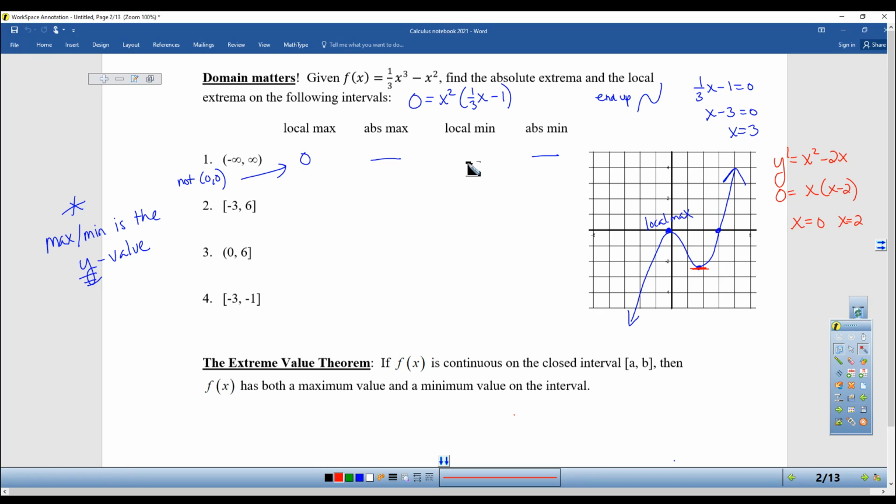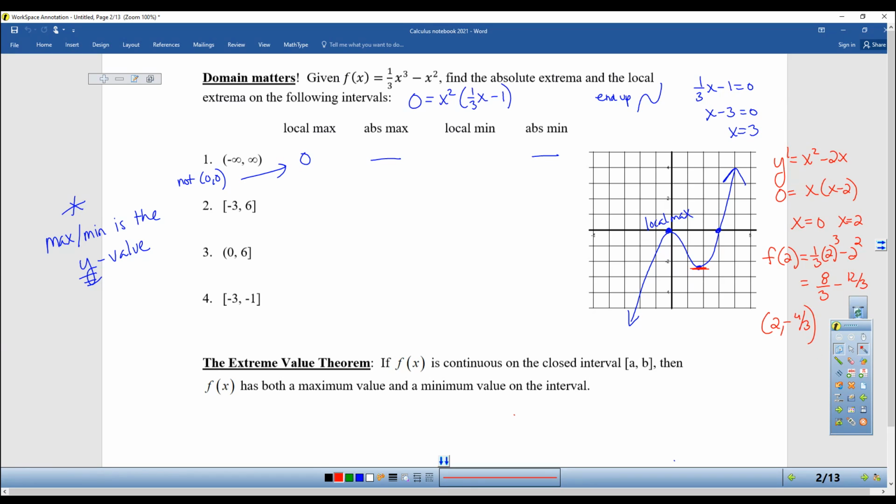But don't put 2 here. The minimum is always the y value. So I'm going to relabel this f of 2, not just plug it in. Make sure you tell everybody what you're doing. 1/3 times 2 cubed minus 2 squared is 8/3 minus, now this is 4, but 4 we're going to have to convert into thirds, so 12/3, and that gives me negative 4/3.